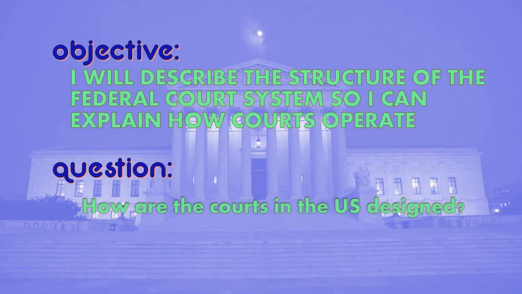So our objective today, we want to make sure that we are able to describe the structure of the federal court system. So we'll get into the main things of what the lower levels of courts do. We'll talk a little bit about the Supreme Court here, but we need to be able to explain how the court system operates. So if we're able to describe the different roles of the different levels of courts, hopefully we'll better be able to explain how the courts operate in the United States. So the main question we're answering today is, how are the courts in the United States designed?